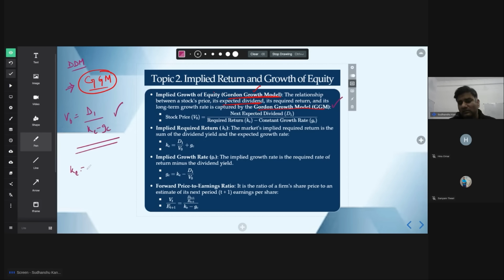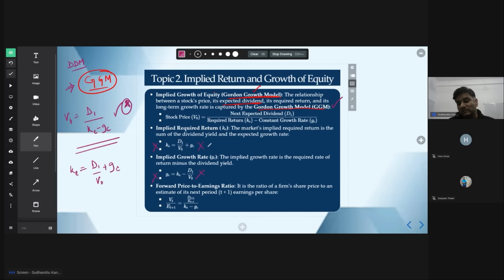And that is very easy. KE and GC you can take on one side, so KE becomes D1 by V0 plus GC. You don't even need to remember this formula. I never remember these kinds of formulas, guys, because these are just rearrangements. Don't waste your time remembering these formulas. Only remember the basic formula. You are all smart, you can take KE or GC to whichever side you want. Don't spend your time remembering too many formulas. This is the basic formula. Just remember this and you are totally fine.